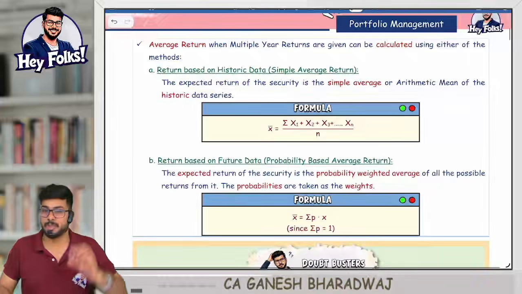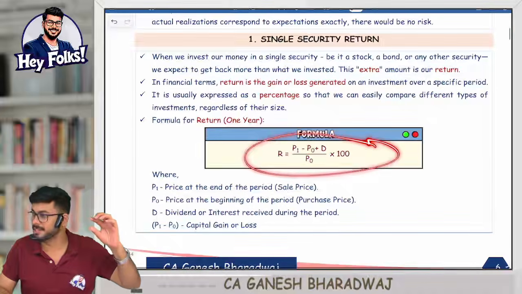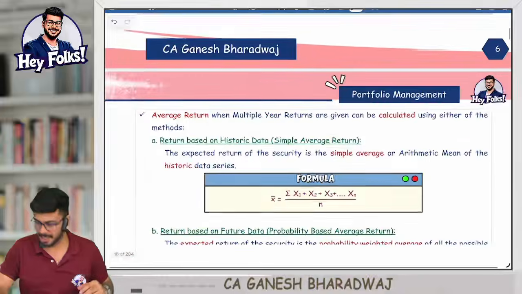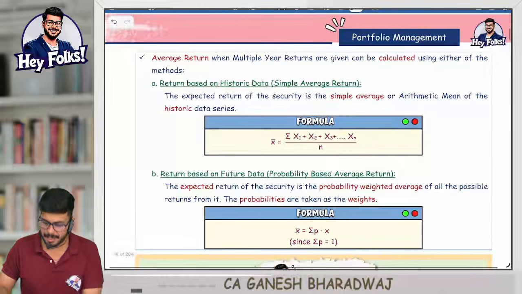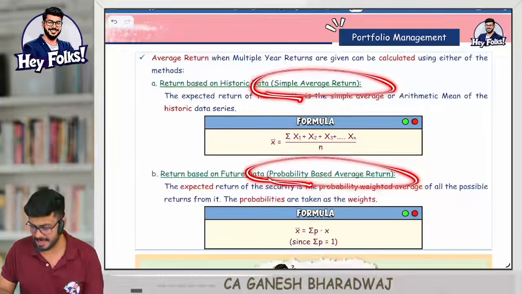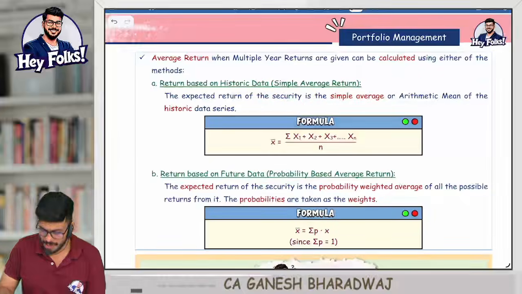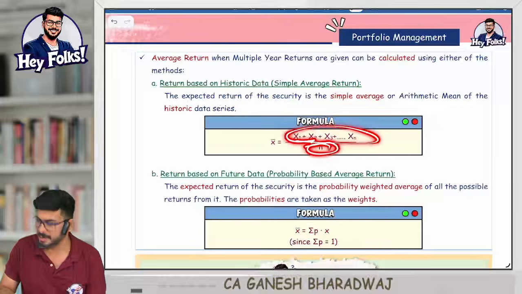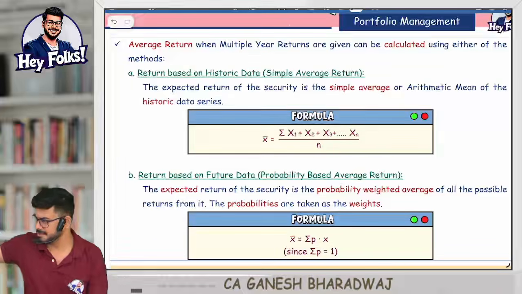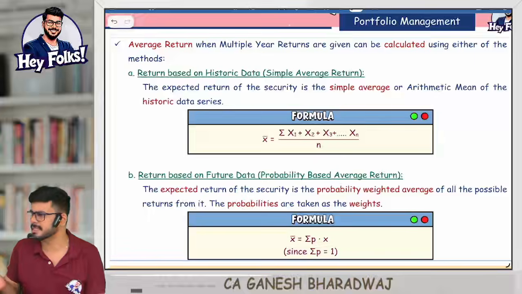And this is for calculating each year's return. Now, if you have year-wise data for multiple years, how do you calculate the expected return? Either using a simple average or using a probability-based weighted average. Simple average, how will you do it? Sum of all the year returns divided by the number of years. So this is the formula: sigma, x1 plus x2 plus x3 plus whatever, divided by the total number of years. Is this clear? This is what we've seen.